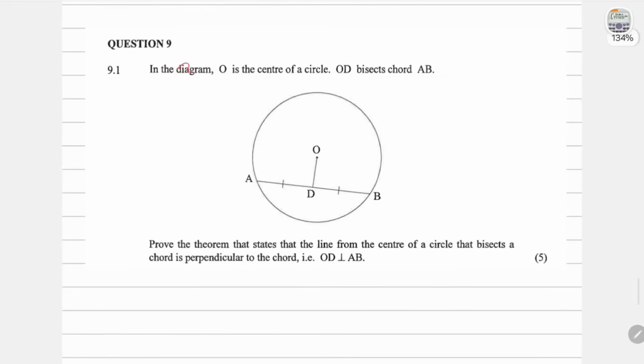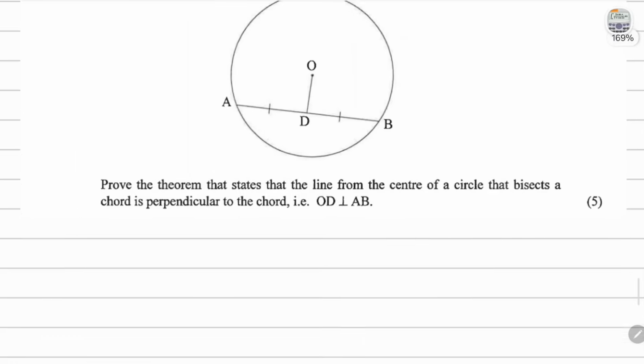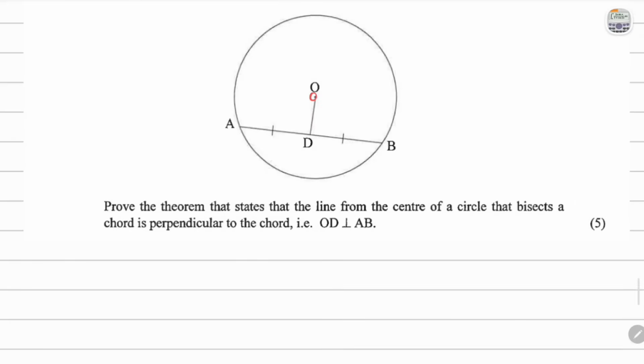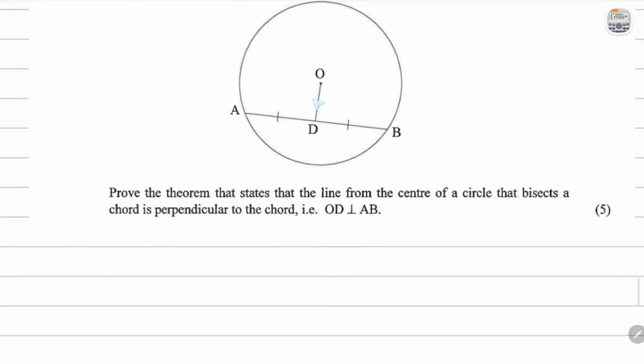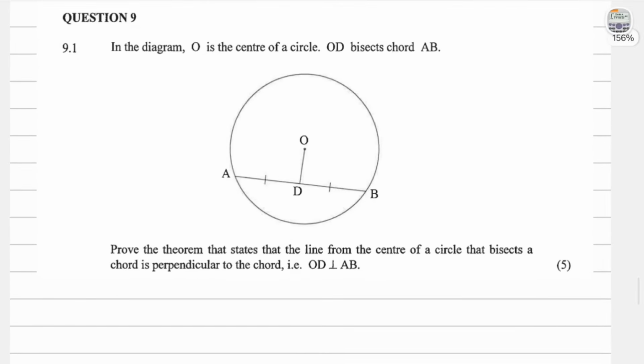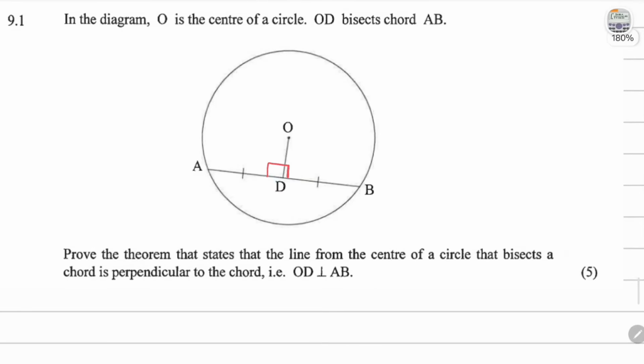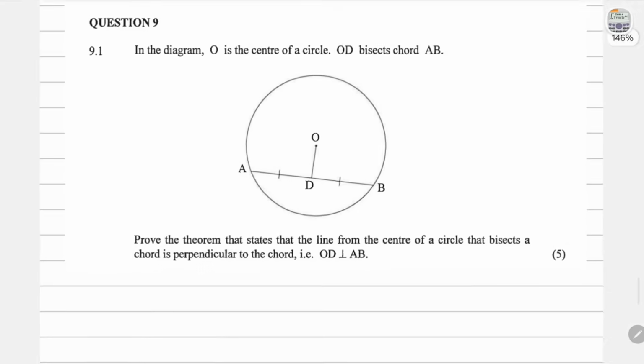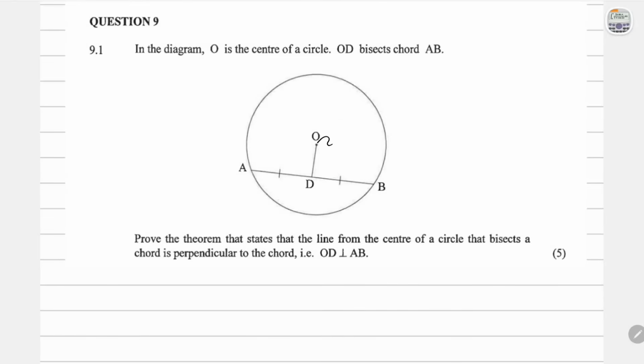Question 9.1 says, in the diagram, O is the center of the circle, and then we have OD bisects the chord AB. Now we have to prove the theorem, which states that the line from the center of the circle that bisects a chord is perpendicular to the chord. So that is that OD is perpendicular to AB. Okay, so this is really just the converse of that first theorem that you learn. To prove that these two are perpendicular, it's going to be very similar to the way we prove that the line from the center of the circle perpendicular to the chord bisects the chord.